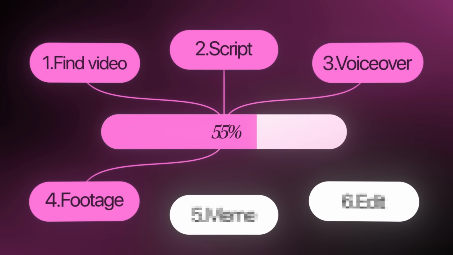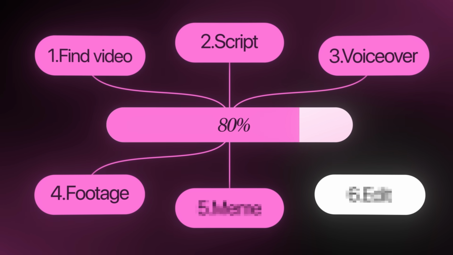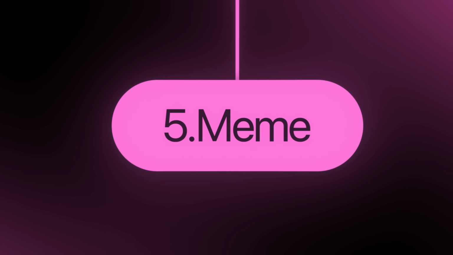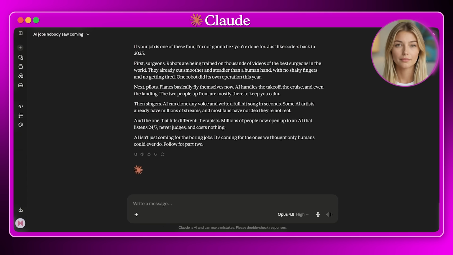So I've got the voice and the background sorted, but the reel still needs one more thing to actually keep people's attention, and that's the meme images that pop up on the screen while the voice is talking. And for this, you can either come up with the ideas yourself, or, my favorite part, just go back to Claude in the same chat where it wrote the script and ask it for the image prompts. So let me do that and wait for it.